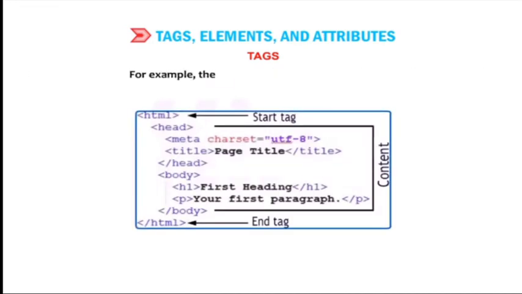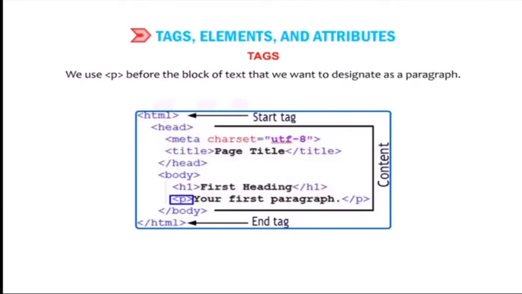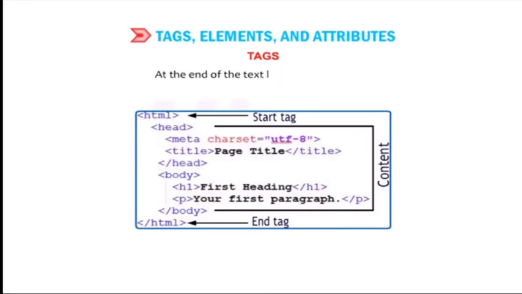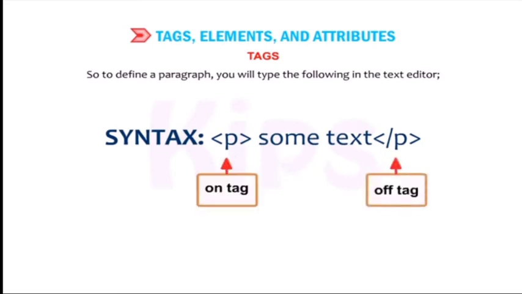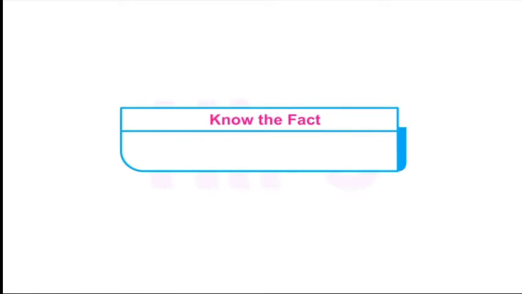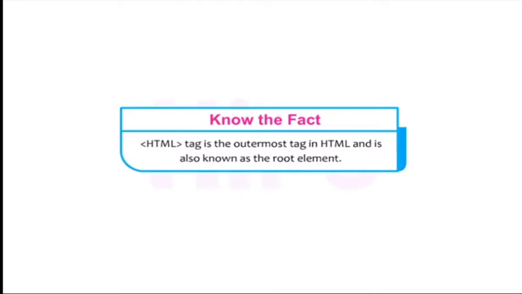For example, the tag for defining a paragraph is <P>. We use <P> before the block of text that we want to designate as a paragraph. This is the opening tag or the on tag. At the end of the text block, we place </P>. This is the closing tag or the off tag. So, to define a paragraph, you will type the following in the text editor. Syntax: <P> some text </P>, on tag, off tag. Students, know the fact: HTML tag is the outermost tag in HTML and is also known as the root element.